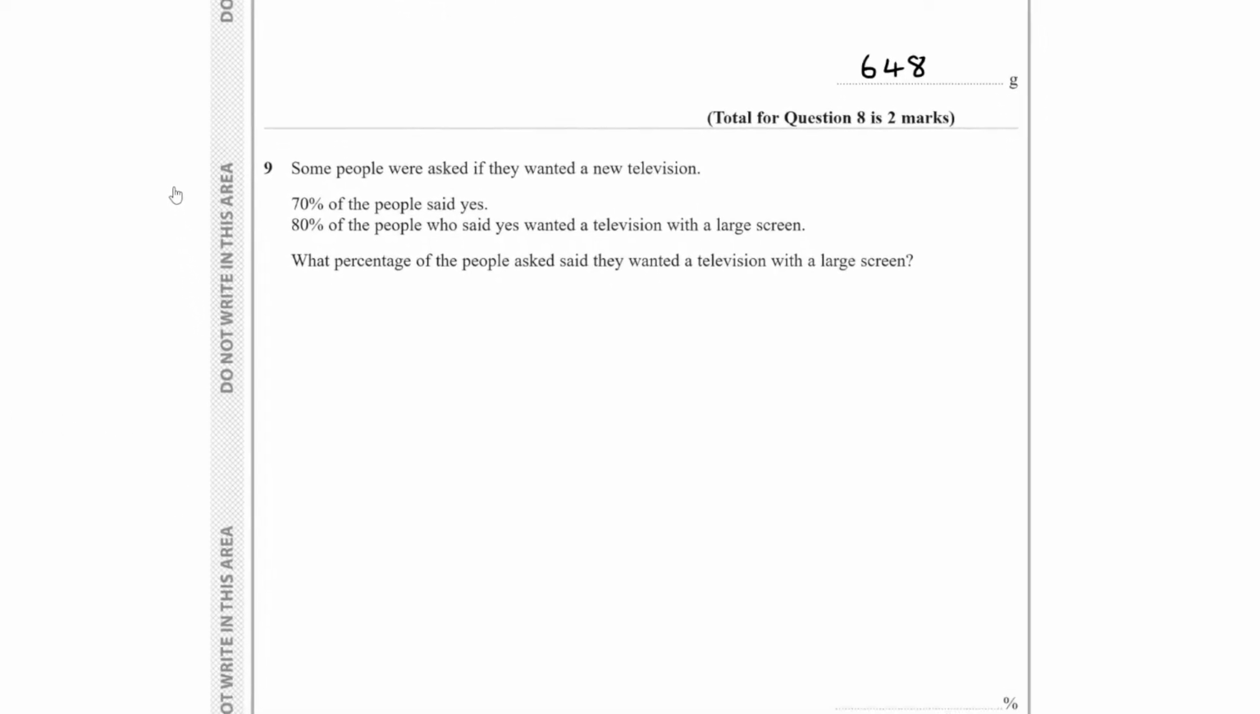Okay, question 9. Some people were asked if they wanted a new television. 70% of the people said yes. And then 80% of the people who said yes, so within this 70%, there was another 80% of those, wanted a television with a large screen. What percentage of the people asked originally said they wanted a television, but also with a large screen? So it's like a percentage within a percentage. It's 80% of the 70%.